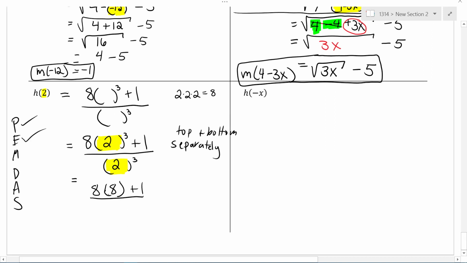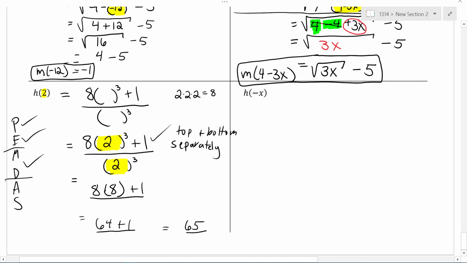Okay, so there's the exponents. Do I have any multiplication at the top? Yes, I do. 8 times 8 gives me 64. So now I have 64 plus 1, and that brings us to the adding and subtracting phase. And we are allowed to add 64 plus 1, we get 65. So there's the top of that fraction simplified as much as we can.